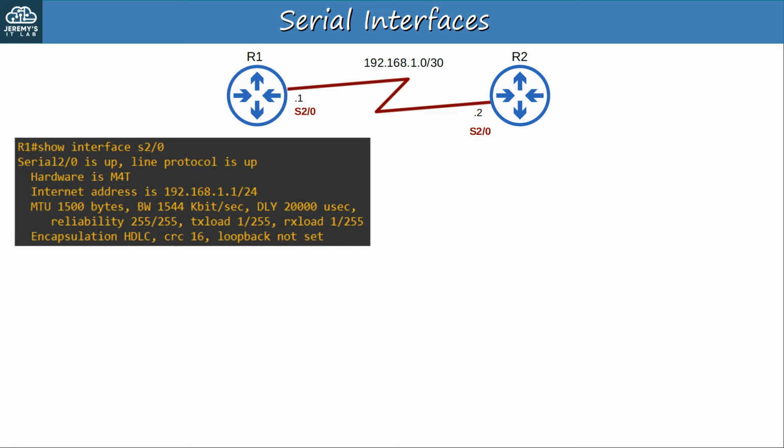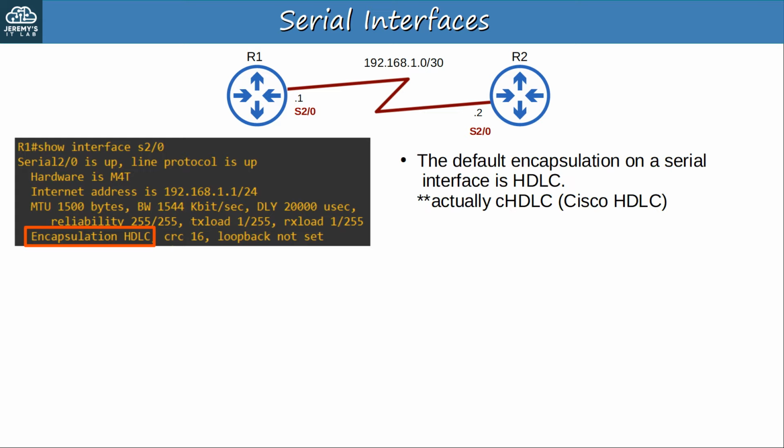Let's continue. I checked the interface with show interface S2/0. Notice that the encapsulation is HDLC. On Cisco routers, the default encapsulation on a serial interface is HDLC. Actually, it's Cisco's own version called CHDLC, Cisco HDLC, but it displays as just HDLC in the CLI. Once again, this is a layer 2 encapsulation, like Ethernet, except it's used on serial connections.